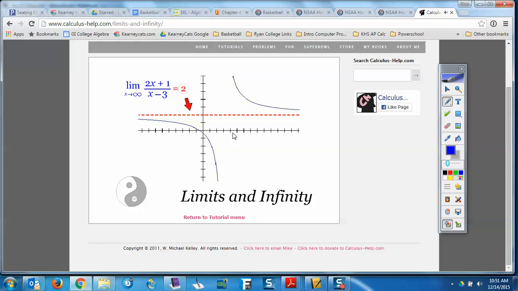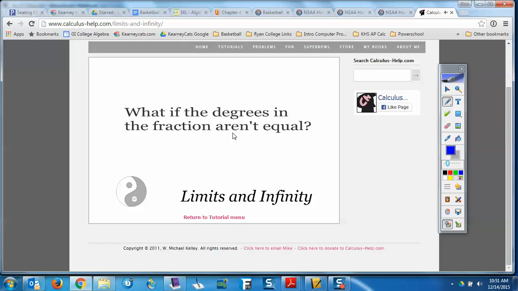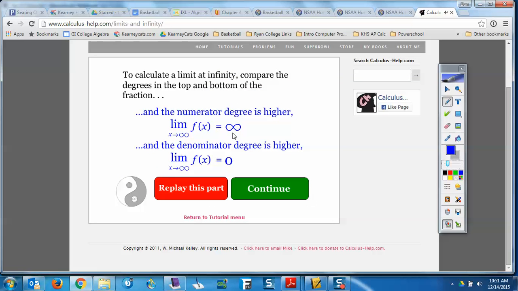What happens if these degrees are unequal on the top and bottom of the fraction? Well, if the denominator's degree is higher, then the limit is 0. But if the numerator's degree is higher, the limit doesn't exist, because it's infinity.